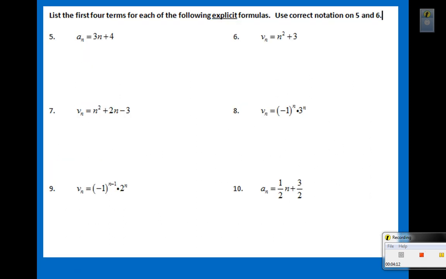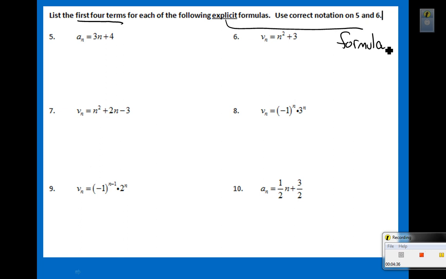So look at your number 5. It says, list the first 4 terms for each of the following explicit formulas. You will need to know what an explicit formula is today. In an explicit formula, it looks like these. In an explicit formula, you're just given a formula.